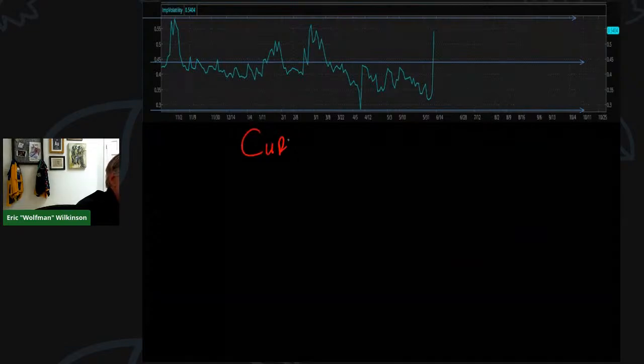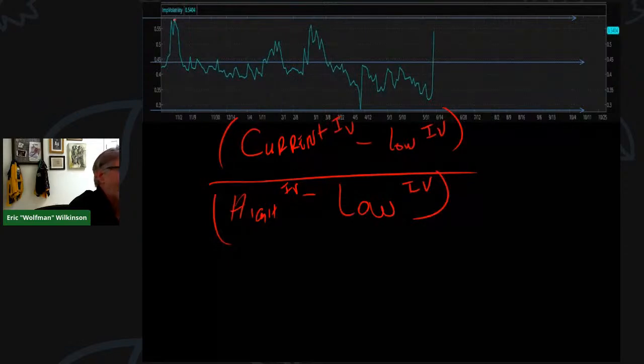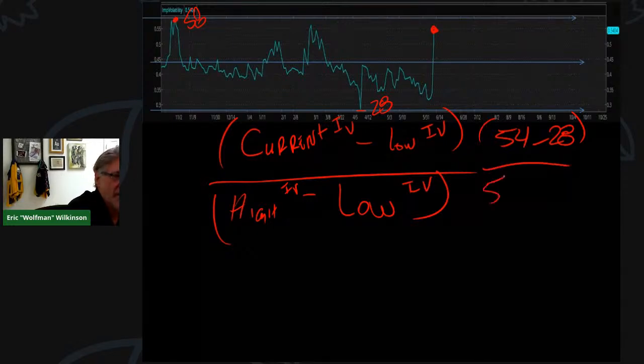If you want to know the math, basically you take the current implied volatility minus the low implied volatility, and then you divide that by the high implied volatility minus the low volatility. And you'll find it on this chart. We're going to say that that top right here is right around 58. We'll say that this low right here is right around 28. And we got 54, right? So I go 54 minus 28. Take that and divide it by the high minus the low, which is 58 minus 28.